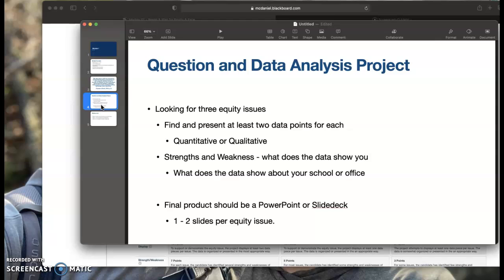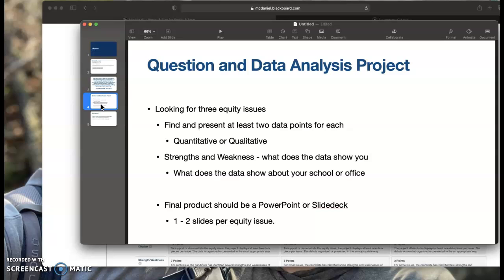When I say present them, I mean if you have some quantitative data, maybe you're going to present them in a bar graph, or maybe you're going to analyze them in a different chart. Qualitative data, maybe you're going to share some of the main ideas that were taken away from a case study from a student. But have 2 data points or 2 data presentations for each of the equity issues.